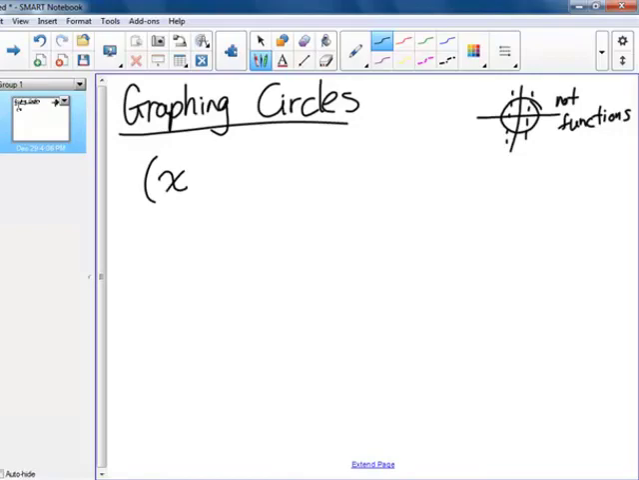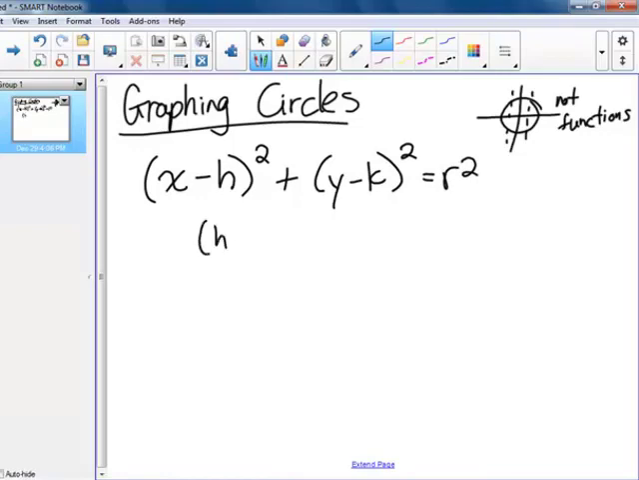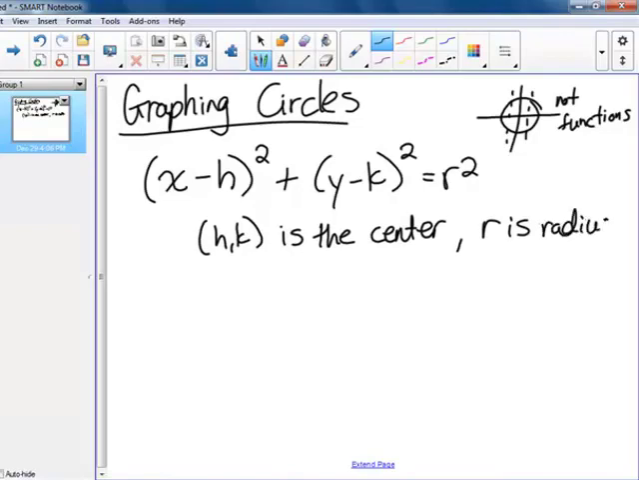What it is, if we have (x minus h) squared plus (y minus k) squared equals r squared, then (h, k) is the center, and r is the radius. The radius is the distance between the center and one of the edges.